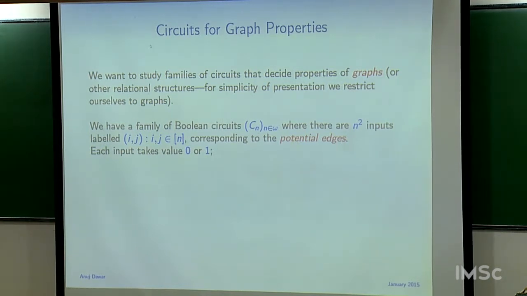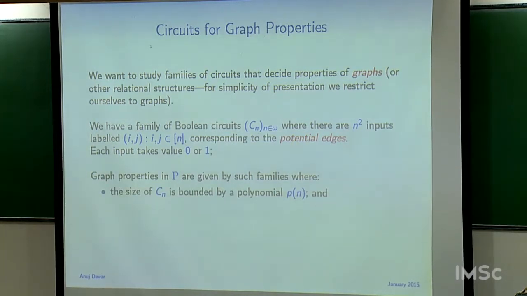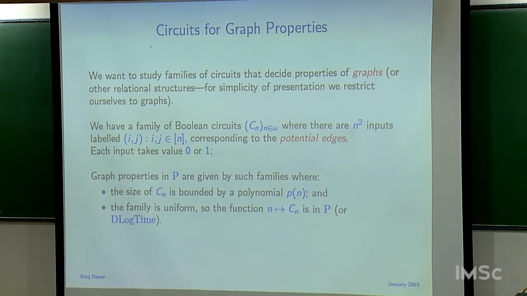And of course, the polynomial time graph properties are exactly given by such families of circuits where the size is bounded by a polynomial and the family is uniform. So in the sense I defined, the function that takes n to Cn is in P. We can replace P by something much weaker without changing the family. This is also well known. So I'm just going to talk about P time uniform in this talk. You can weaken the uniformity condition to d log time if you like.